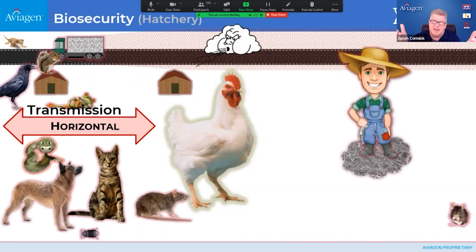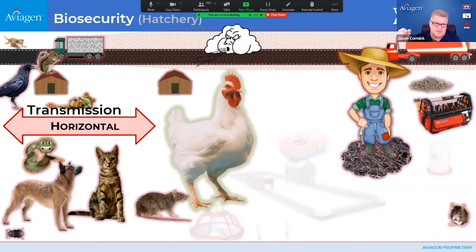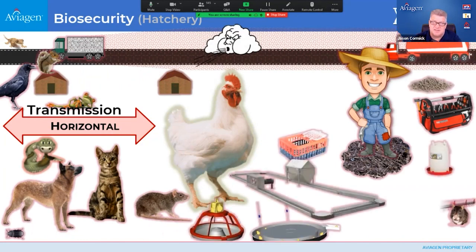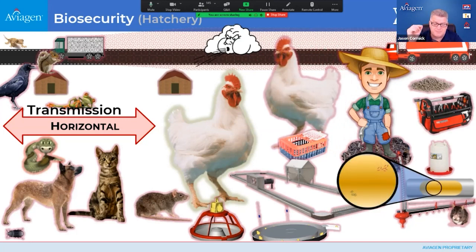Beetles, ourselves. So particularly when we go from one house to another, the tools that we bring into that operation, it's quite easy to spread disease by the equipment we bring in. What it's looking at now is inside a drinker line. You'll see that biofilm that starts to build up.